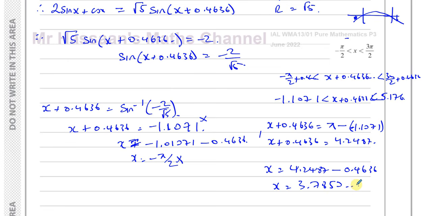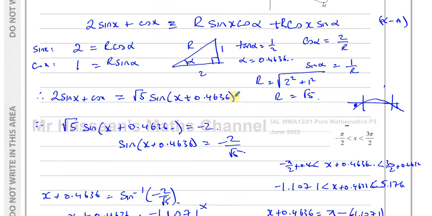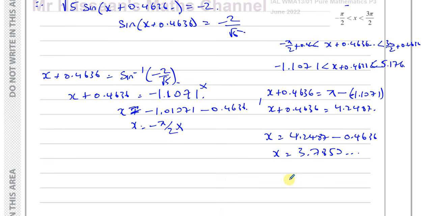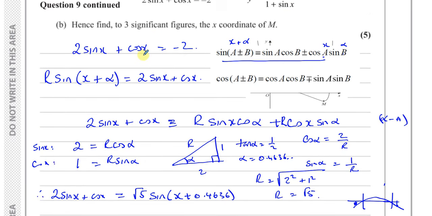3.7850 continues. Now we want the answer to 3 significant figures. So x equals 3.79. That is the x coordinate of M. Okay, now that's how to deal with such a question. There's a bit of a tough one here, because to solve this equation you have to think a little bit.